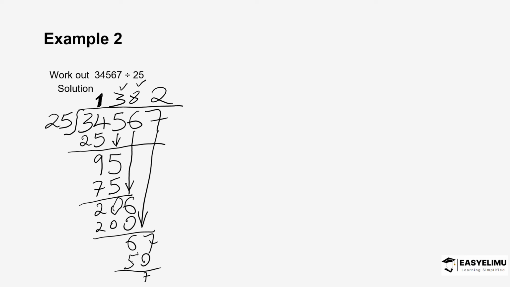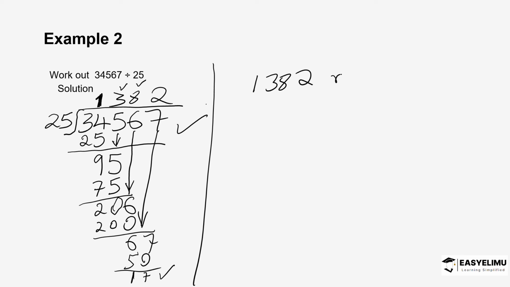And of course, 6 minus 5 is 1. So you see now 17 here is less than 25. So that is the time that you stop and realize that after you have done your subtraction, the number remaining is now less than the divisor. Then you stop there. So it means the dividend 34,567 divided by 25, the answer is 1382, remainder 17. So this is the quotient, this is the remainder.